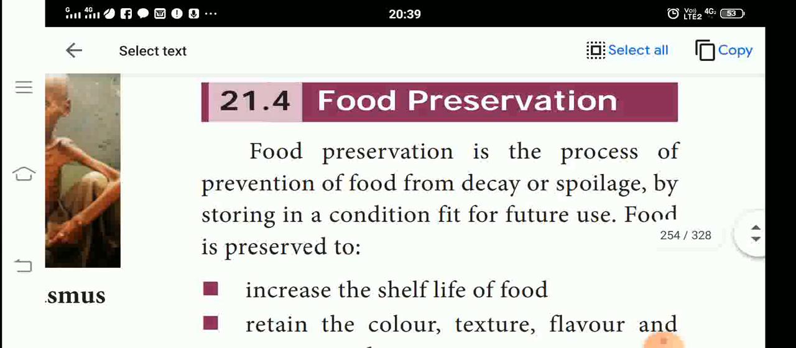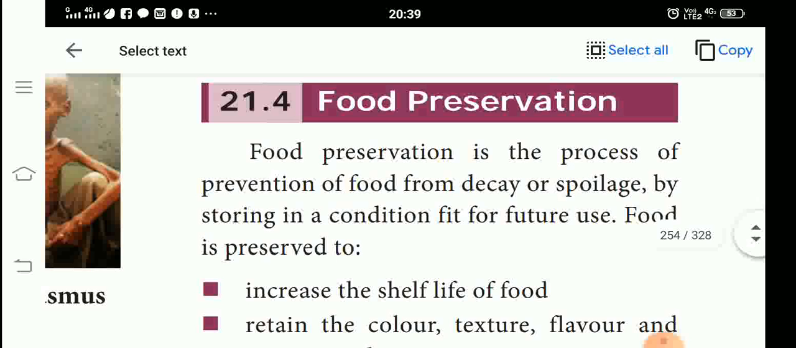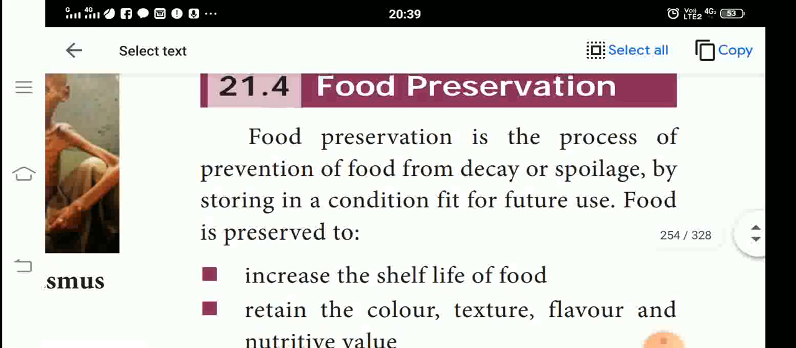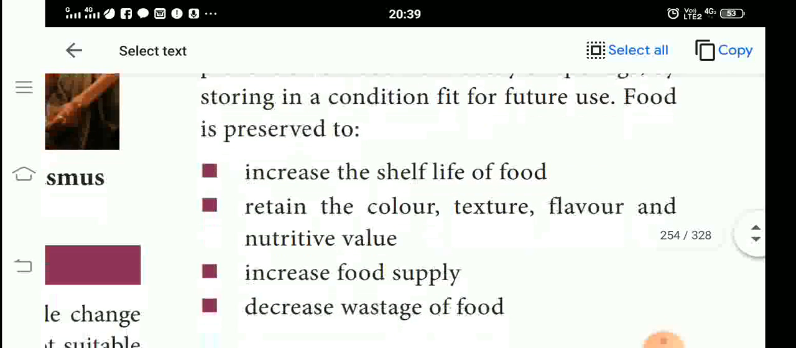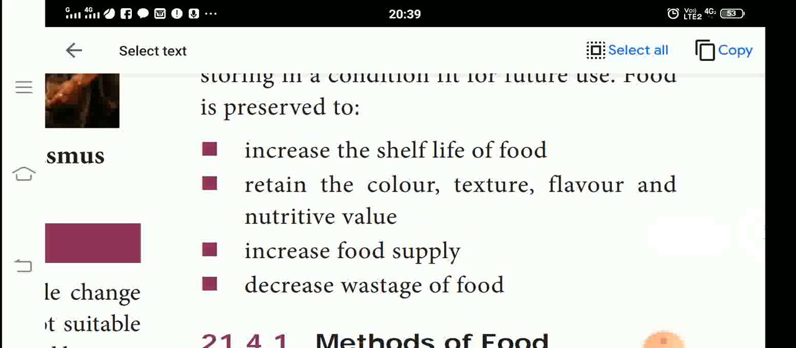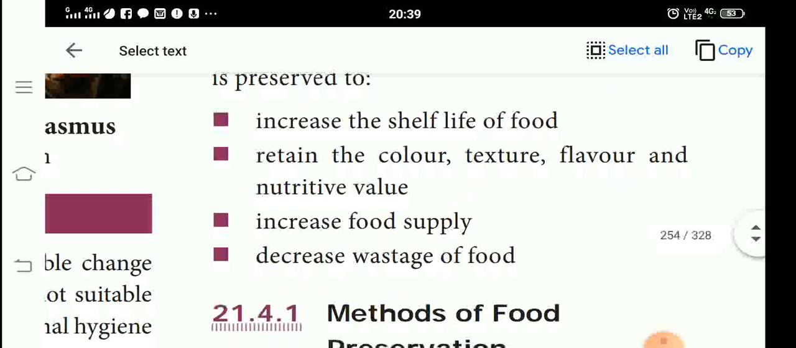So food preservation is a process of prevention of food from decay or spoilage by storing in a condition fit for future use. We are storing the food in a proper condition. We are adding some preservatives for future use. That is called food preservation. Then how can we preserve the food? From the following steps, we can preserve the food. That is, increase the shelf life of the food. We have to increase the shelf life of the food.